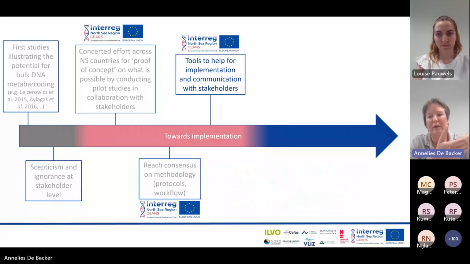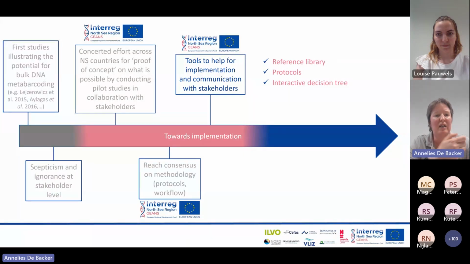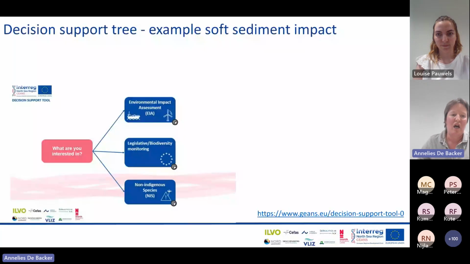And of course, all the work within GEANS resulted in several outputs. As you have seen, these are publicly available on our website, and especially our interactive decision tree. I think it's a good tool to communicate with stakeholders because it guides the user to the most appropriate technology for a specific question. Let's have a look at how it looks.